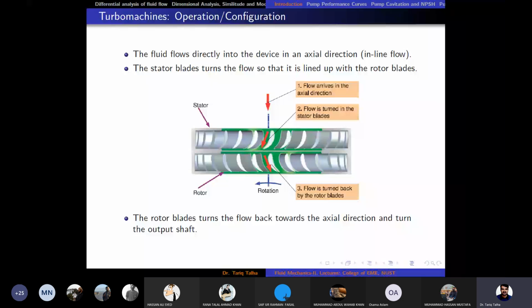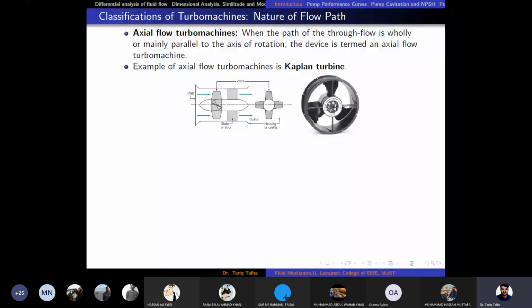So if we want to classify turbo machines in terms of the nature of the flow path which the flow takes, one is axial flow turbo machines. It means that the general path of the flow is entirely or approximately parallel to the axis of rotation. An example is the fan which is installed in your workstations at home. It takes air from one side and throws that air on the ICs installed in your CPU.